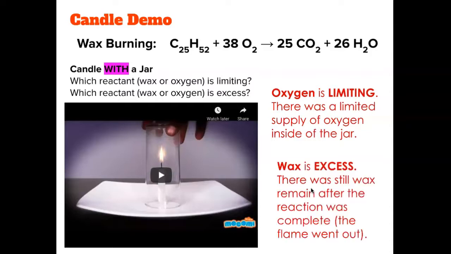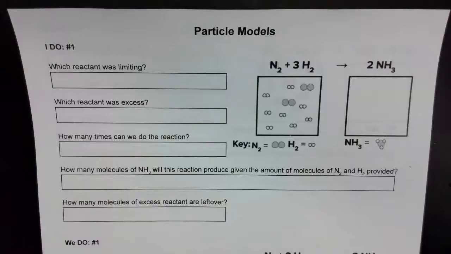But the wax was left over. So once the flame went out, we still could see most of that candle was still there. And that lets us know that the wax was excess because we ran out of the oxygen. So in order for a candle to burn, we need two things. We need wax and we need oxygen. So if the flame went out and we still had plenty of wax, that must mean that the oxygen was the one that ran out.